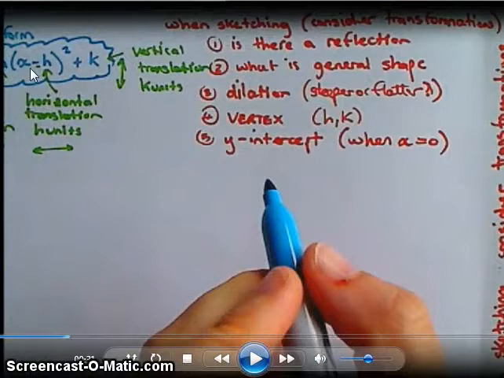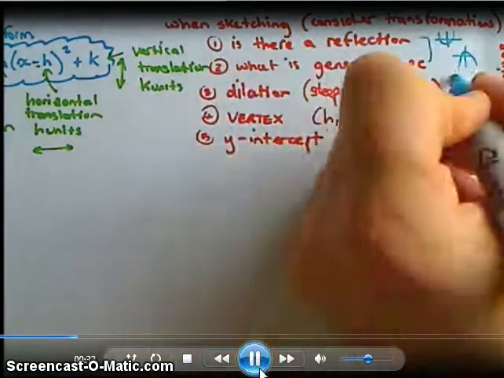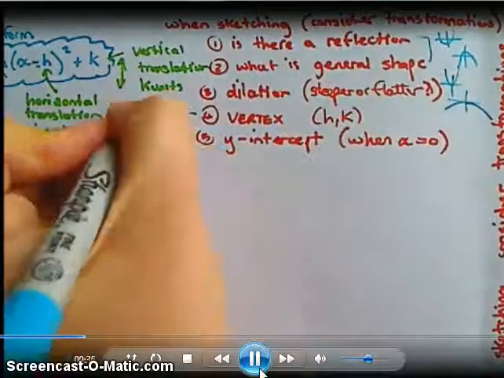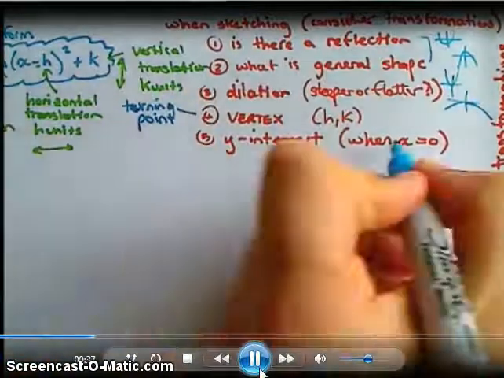Notice the change in sign. The form of HK has a minus H, but the vertex is actually H units. What is the y-intercept? That is, what is the value when x is 0? And the vertex is often called the turning point as well.